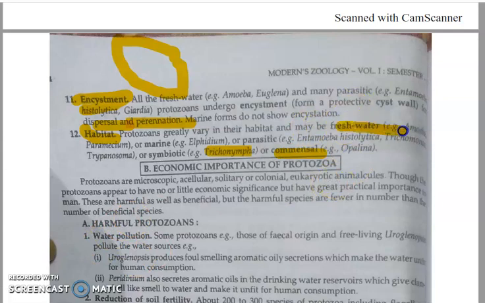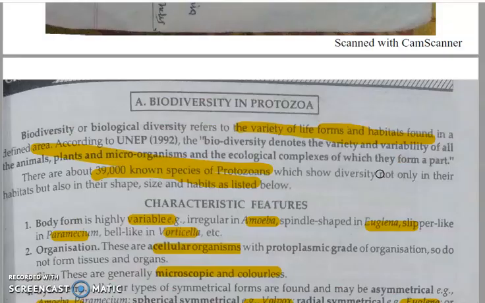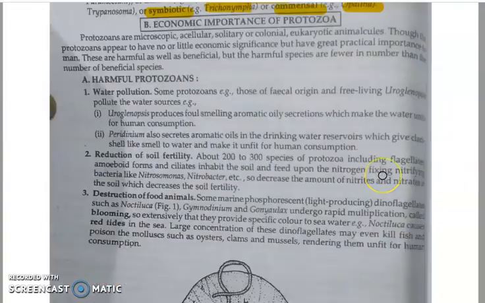So you can see a variety of habitats are observed in protozoa. They could be freshwater, marine, parasitic, symbiotic, or commensal, like Opalina. So this is all about the general characters of the phylum Protozoa. Next is the economic importance of protozoa.